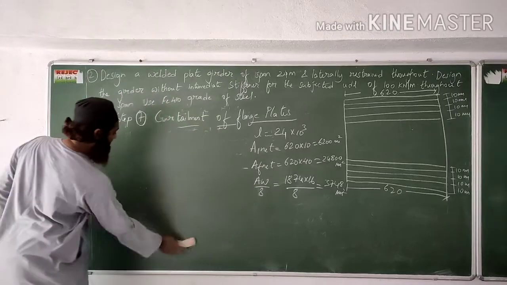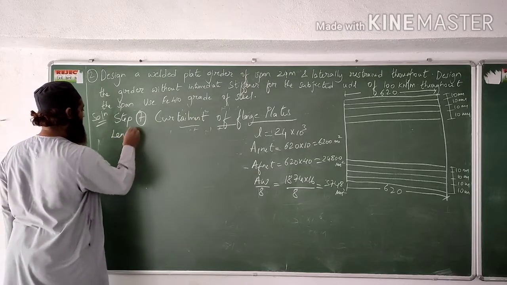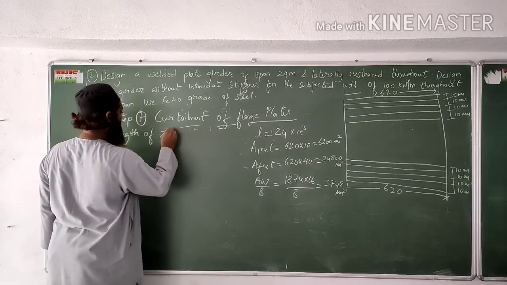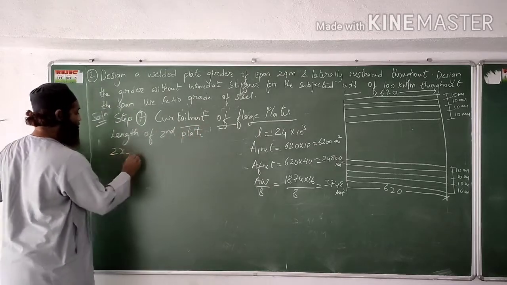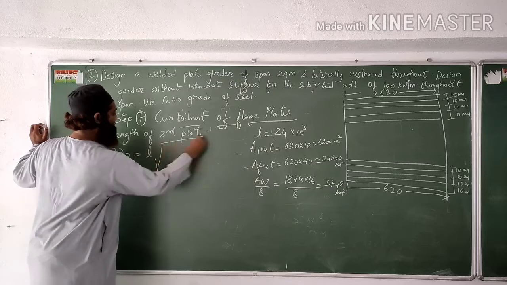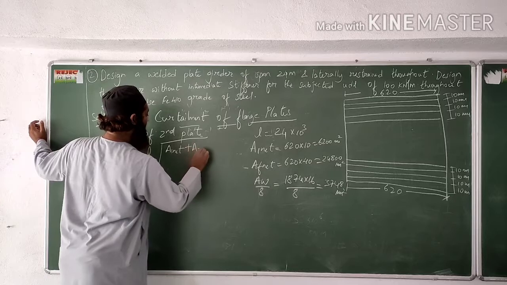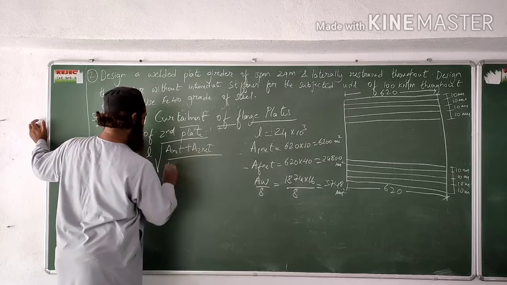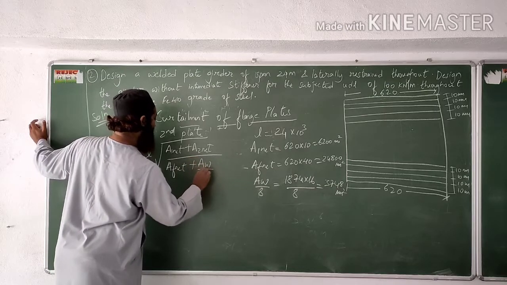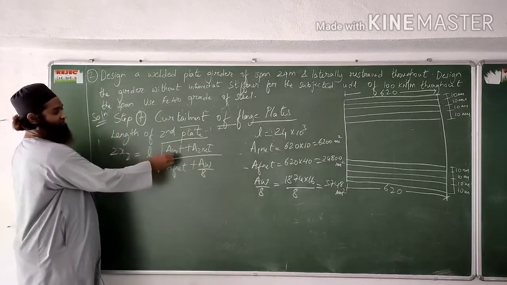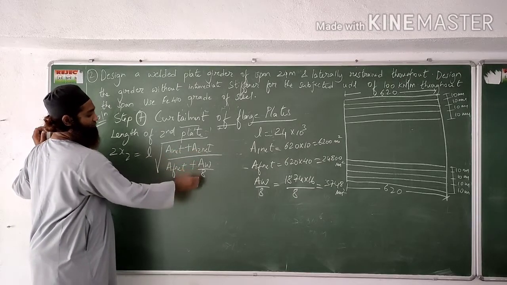We require all these values here. Length of second plate, 2x2, is equal to L into root of (A1 net plus A2 net) by (AF net plus AW by 8). It is simple. You can just see here everything is same, only for the second plate A2 net is coming. A1 net, AF net, AW by 8, everything we know.